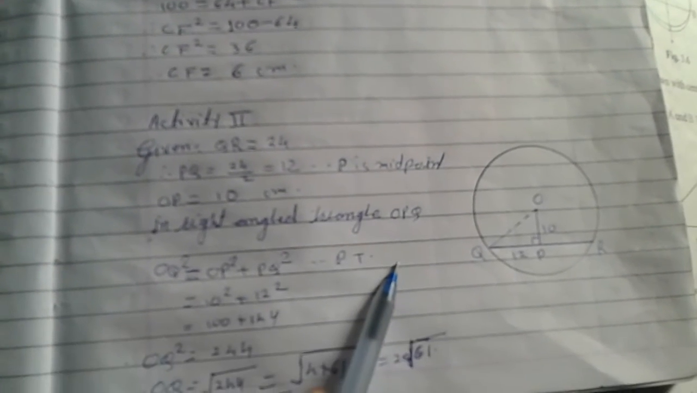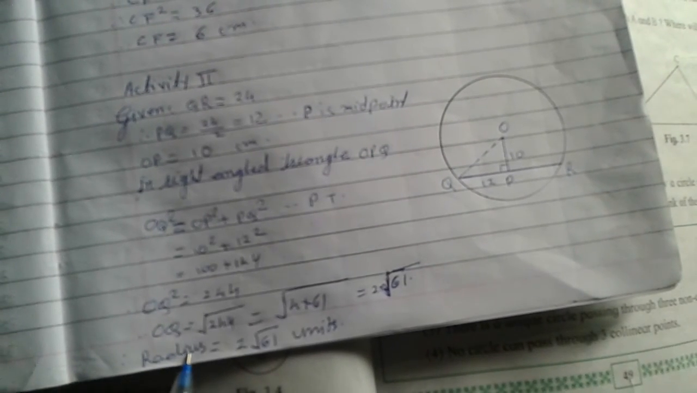Now see here, in right angle triangle OPQ, OQ is the hypotenuse. That means OQ square is equal to OP square plus PQ square by Pythagoras theorem. Putting the values here, we get 10 square plus 12 square. So here we get 100 plus 144. So adding this, we get OQ square is equal to 244. Taking square root on both sides, we get OQ is equal to under root 244. And by simplifying, we get 2 root 61. Therefore, here radius OQ is equal to 2 root 61 units.